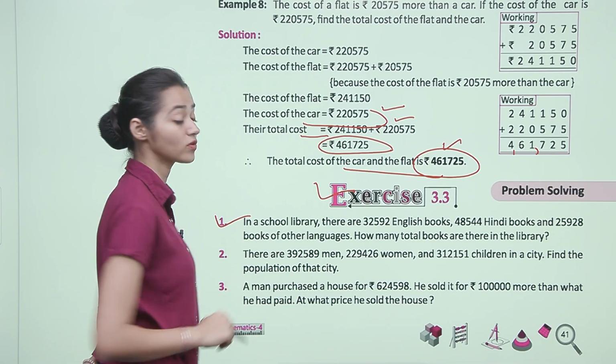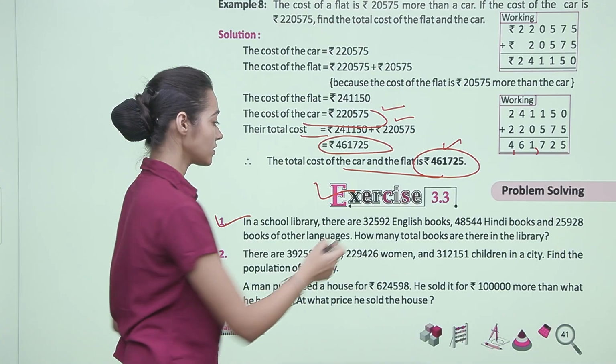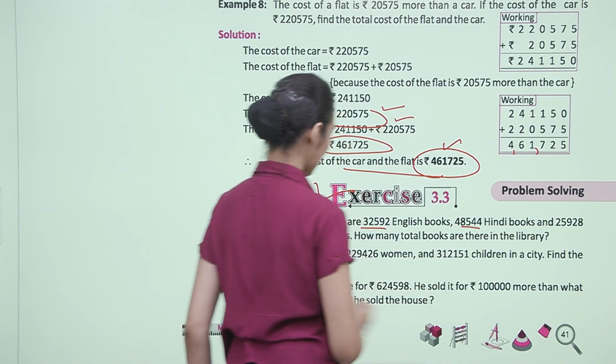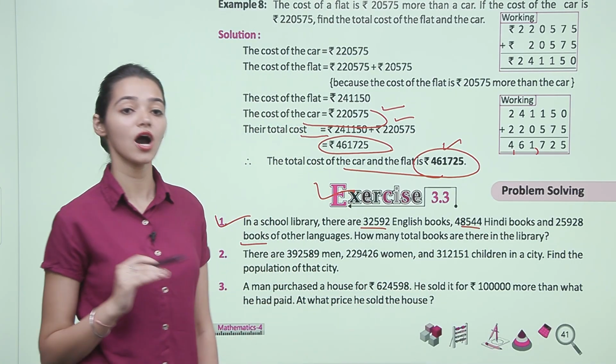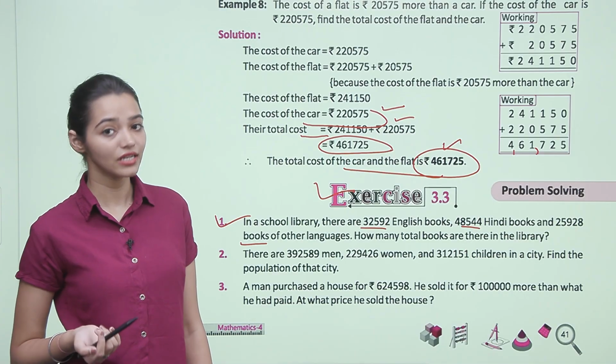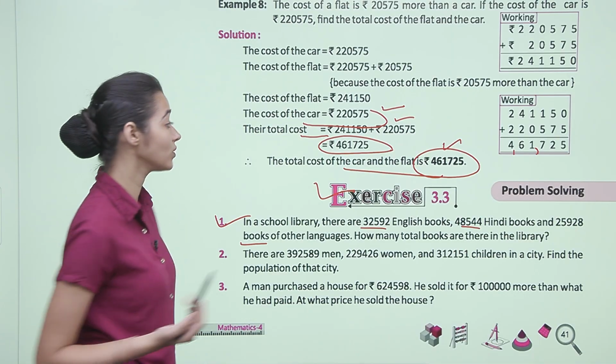Now let's start with exercise 3.3. In the first part, we are told that in a school library there is this much amount of English books, Hindi books and books of other languages. How many total books are there in the library? That means we have to add all these three terms.